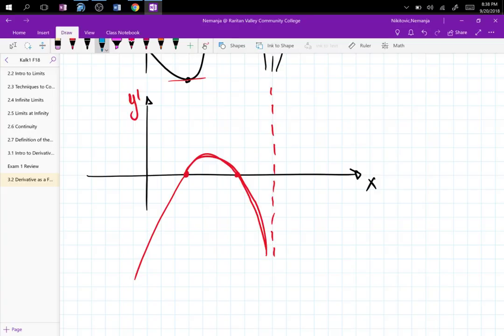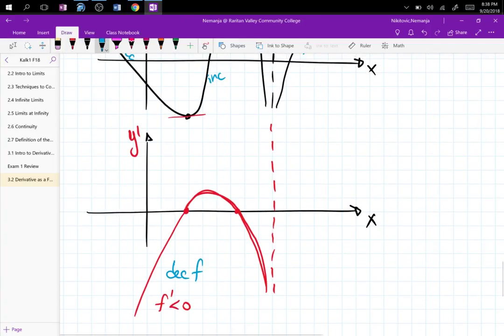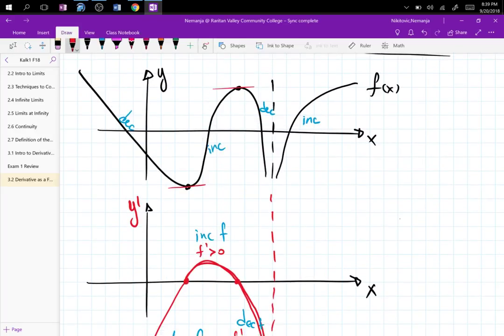So the decrease in f means f prime is negative. Increase in f means f prime is positive. Another decrease in f means derivative is negative. And finally, over here I have increase. Because I have increase, that means that the derivative will always be positive.